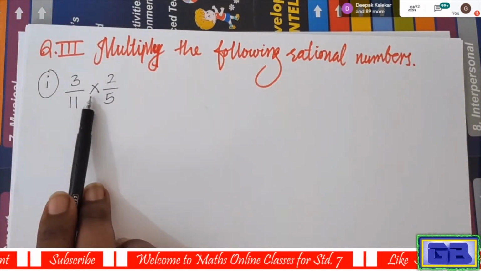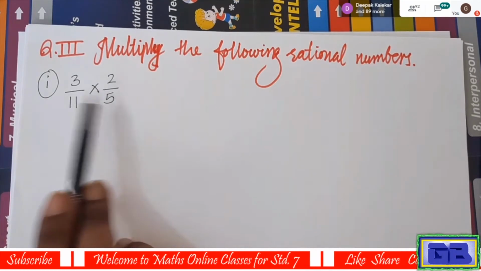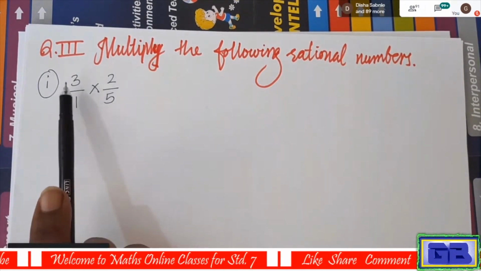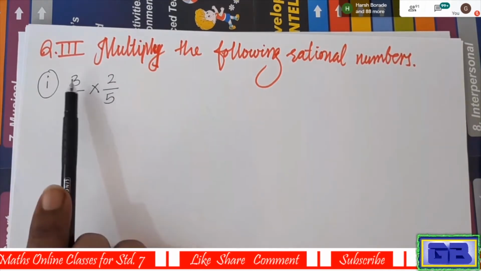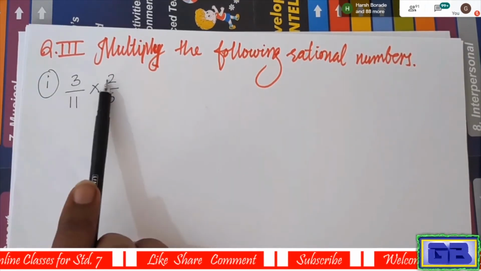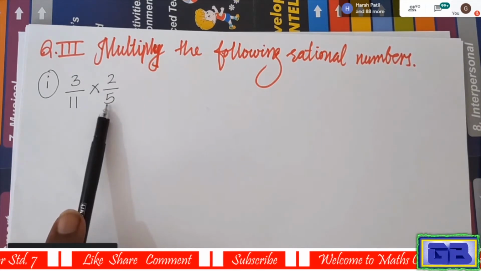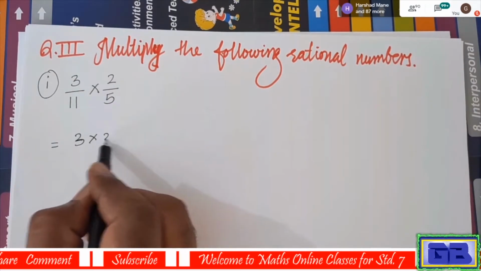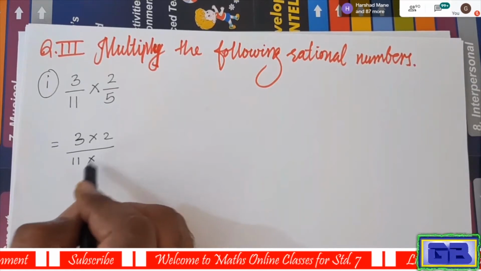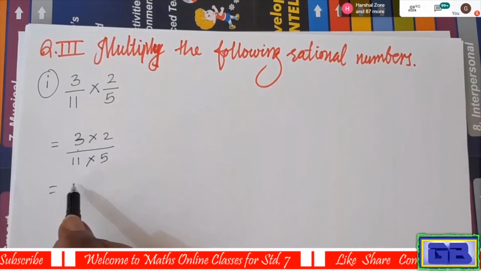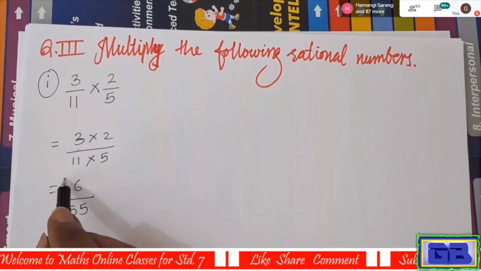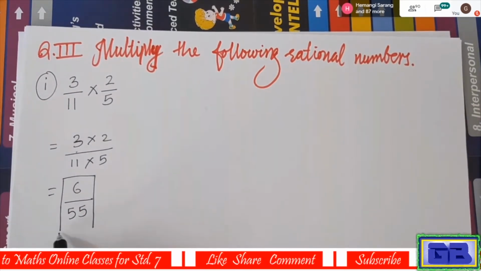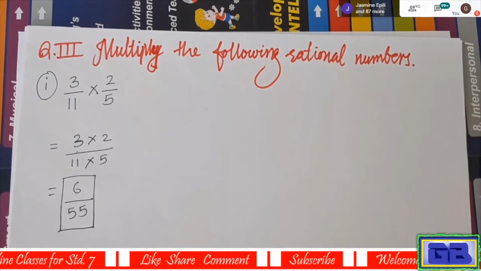Whenever there is a multiplication sign between the fractions, you have to multiply the upper numbers and you have to multiply the lower numbers. It means you have to multiply numerator with numerator, denominator with denominator. So 3 multiply by 2 upon 11 multiply by 5. 3 times 2 is 6, and 11 times 5 is 55. 6 by 55 is the correct answer.